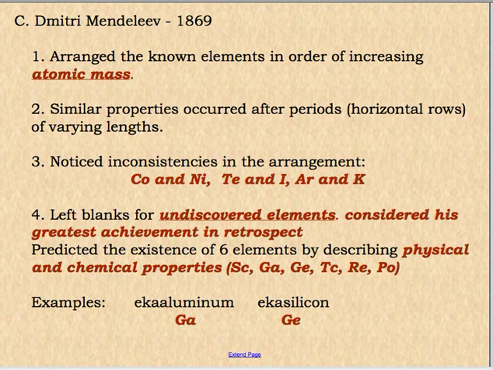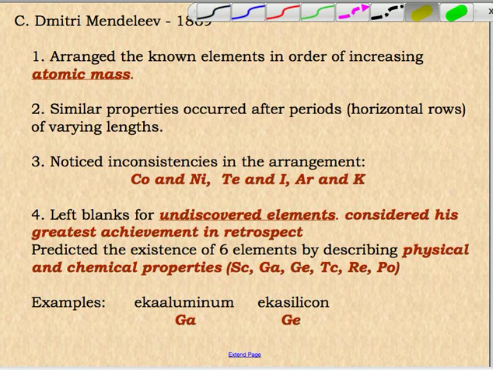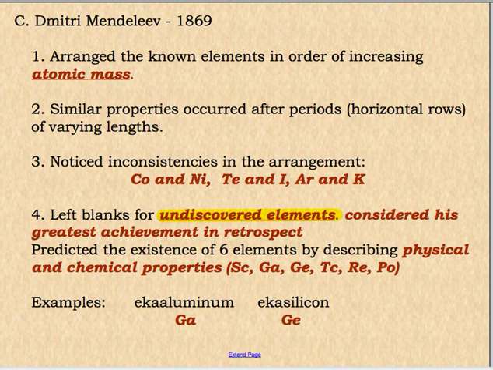Tellurium and iodine seem to be swapped, and argon and potassium. So he said there's something that we're not seeing, and he noticed them, but at the time he didn't really have an answer. Probably his biggest claim to fame is that he actually predicted the existence of elements. So what he said was that, hey, there's this spot where nothing really fits in, and it's not that there's something wrong with the periodic table.